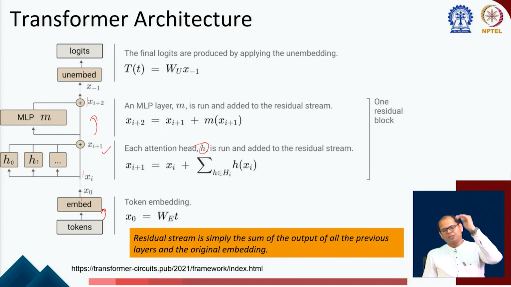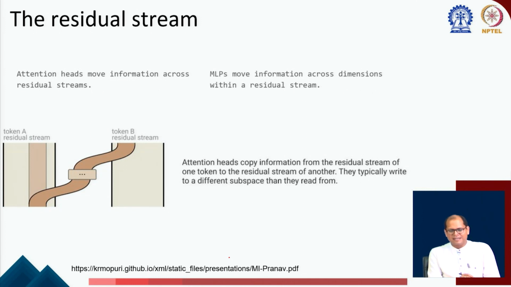And when you go to the end of the layer, you apply an unembedding layer, and that is where you get the logits, right. So, for each token you have a residual stream, and there are interactions happening between the residual streams of multiple tokens via the attention mechanism, right. So, you can see this residual stream as simply the sum of the output of all previous layers and the original embeddings. Okay. And the attention heads are moving information across streams. So, you have a token A, token B residual streams, and the MLP will simply continue within the same residual stream, but the attention head will go across.